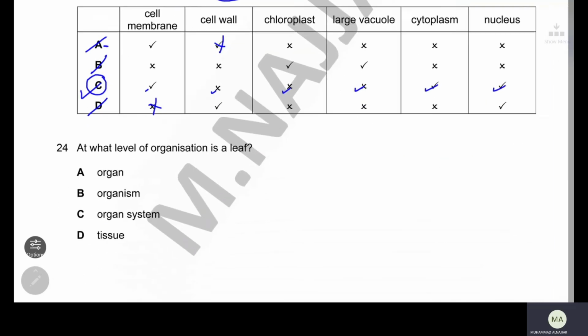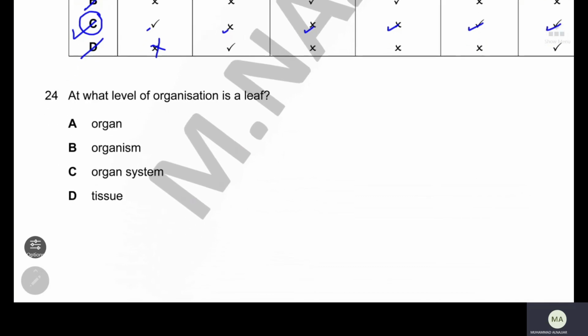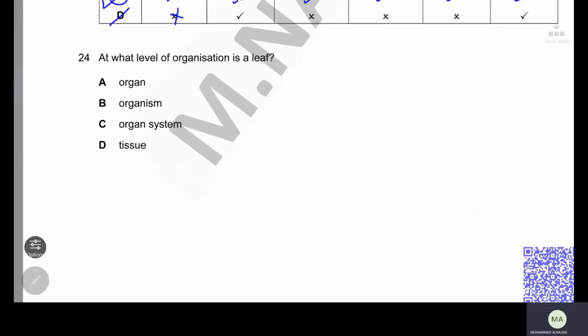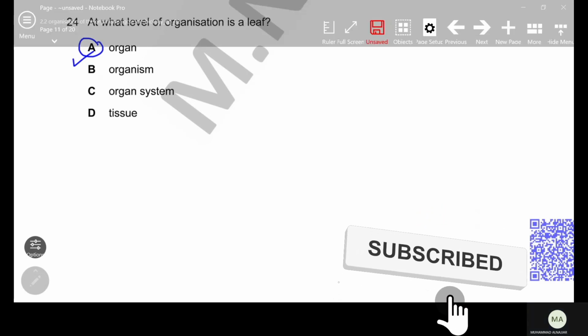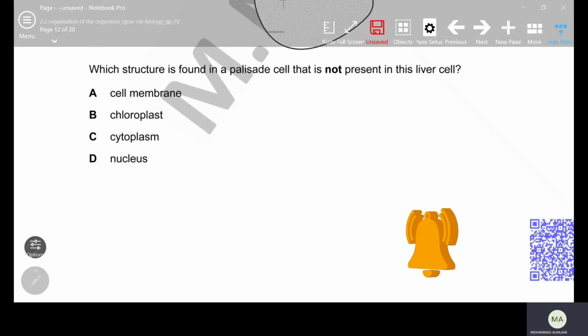So let's continue. Question number 24 says, what level of organization is a leaf? A, organ. B, organism. C, organ system. D, tissue. Yes, the leaf is an organ. Leaf, stem, root, they are organs that make an organ system. Okay, so let's go for the next questions.